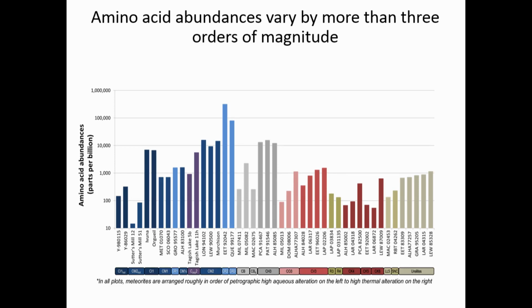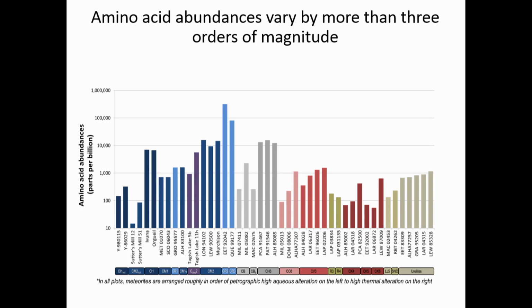This is amino acid abundances on a log scale, parts per billion. And each of these bars is a different meteorite we've analyzed in our lab. They're grouped roughly so that the ones on the left have seen more aqueous alteration on their parent bodies. The ones on the right have seen more thermal alteration, more heating. And the important takeaway from here is that amino acid abundances can vary by 3 orders of magnitude. There's a lot of diversity.